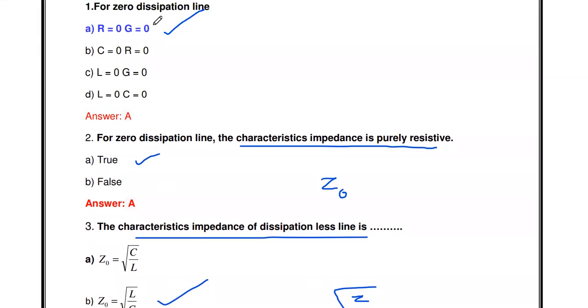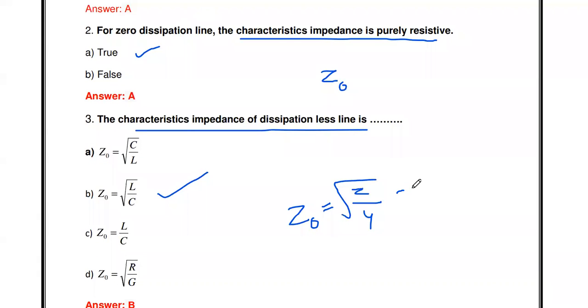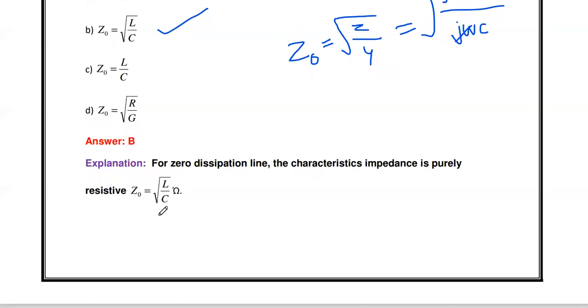For the dissipationless line or zero dissipation line, the resistor value and the conductor value are 0. So that's why Z0 equal to square root of, the Z is reduced to j omega L. Similarly, the admittance Y is reduced to j omega C, since R equal to 0 and G equal to 0. So j omega cancels, and we get the Z0 formula as square root of L by C. So Z0 is purely resistive for a zero dissipation line.